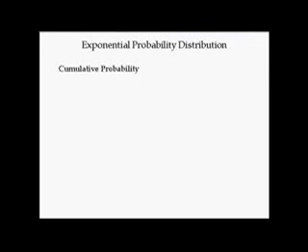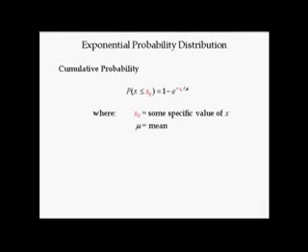Unlike the normal distribution, the exponential probability density function is well behaved, meaning it has a cumulative probability function. Now, the cumulative probability function actually comes from, if anybody's ever had calculus, integrating the PDF over x. Using the exponential cumulative probability function is analogous to using a standard normal table because it computes left tail probabilities, where x0 is some specific value of x, mu is the mean, which is positive, and e is approximately 2.71828.